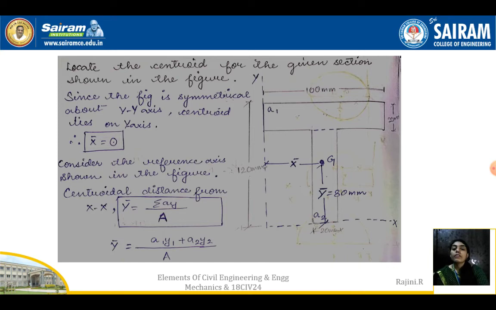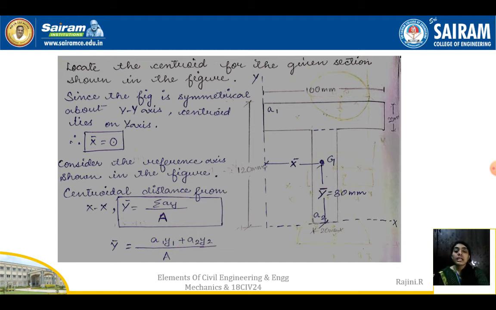First I'm just marking one G, that imaginary G. Still we don't know where the G is. Mark the x bar and mark the y bar. Since the figure is symmetrical about the y-axis, as I told, the centroid lies on the y-axis. Therefore, x bar is equal to 0. That is, 0 means it is half.